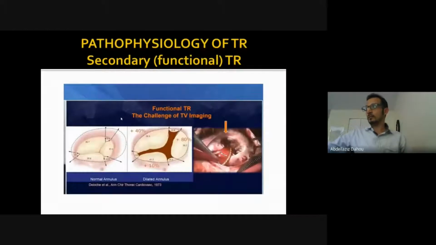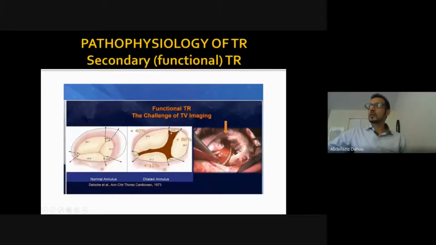So this is on the right side a surgical view, and here this scheme is for the surgical view. You have the septum side on the bottom, the anterior leaflet here, and the posterior here. Most of the dilatation occurs toward the posterolateral aspect, and in 40% of cases we also find dilatation in the anterolateral aspect, and we can see this gap or defect in coaptation between the leaflets that causes the tricuspid regurgitation.